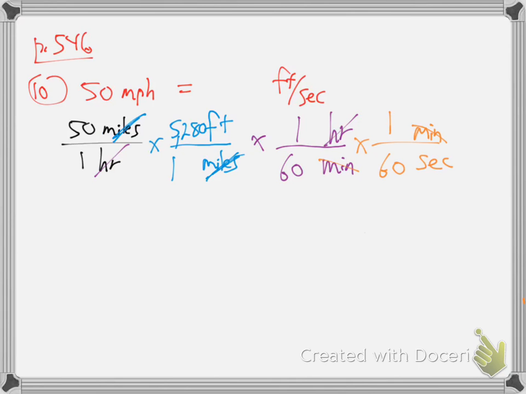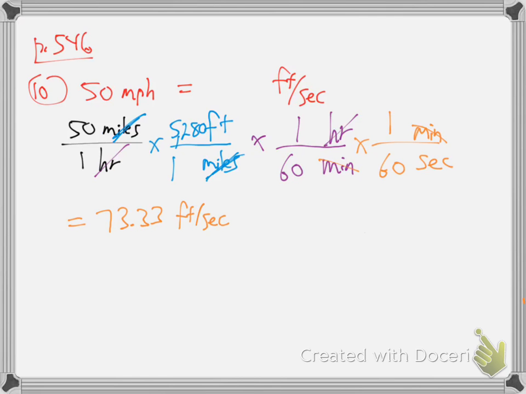Divided by 3,600. 73.33333 feet per second. And we've got to do our rounding thing in just a second. But so far so good. So do you divide by 60 and then divide by 60? Exactly. 73.33333. Now let's do our rounding.